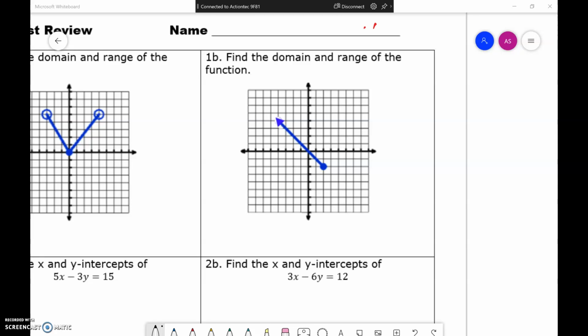All right, guys, this is our Unit 2 test review, so let's go ahead and get started. I'm going to start right on the B problems. So we want to find a domain and range of the function.